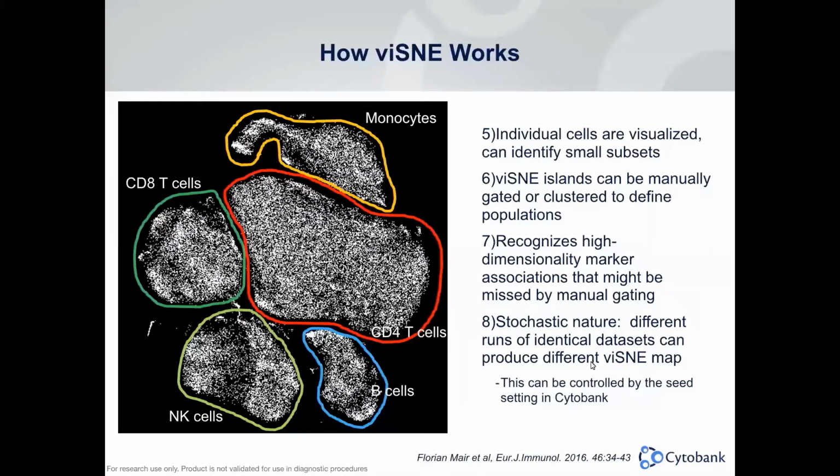However, viSNE is stochastic. That means different runs of the same data set can produce different viSNE maps. But don't panic. That doesn't mean viSNE is not reliable, but rather the data structure will be very similar with each run. Just the island positions on the map can be shifted. And this can be controlled within Cytobank by setting the same seed with the same data set. We will get to that in much more detail later.